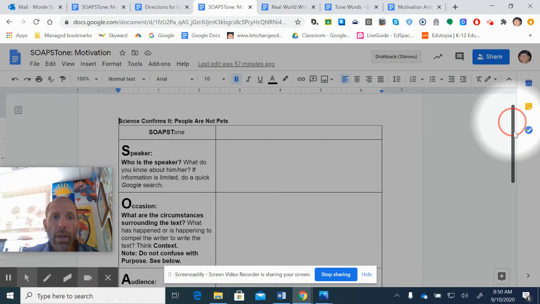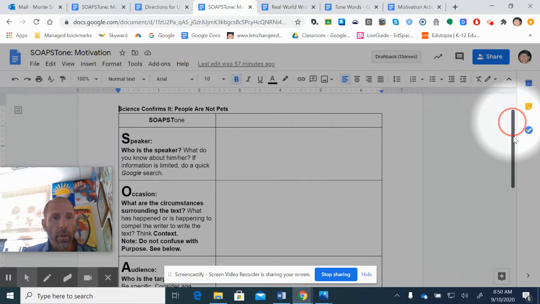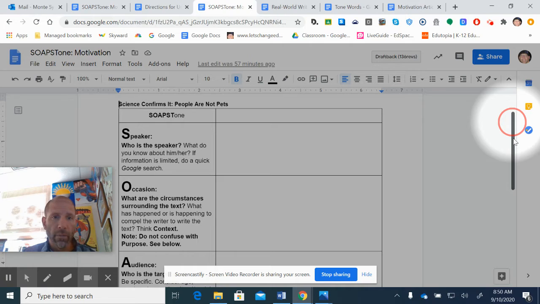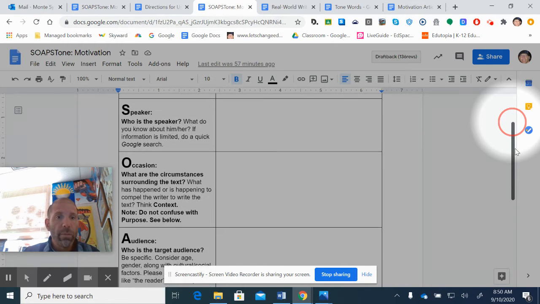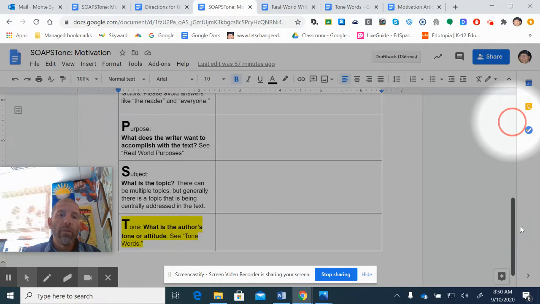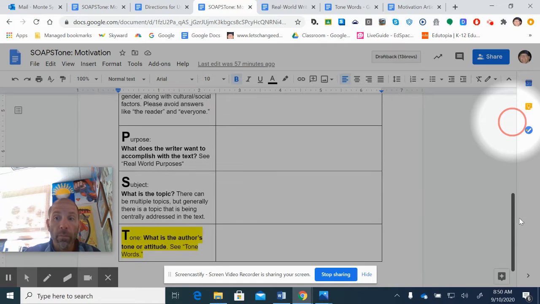All right. So SOAPSTone is a template that we're going to give you each time we read an informational or a nonfiction text. All right. And so with SOAPSTone, we are trying to find information about the speaker, the occasion, the audience, the purpose, the subject, and the tone. And so that creates the acronym SOAPSTone.